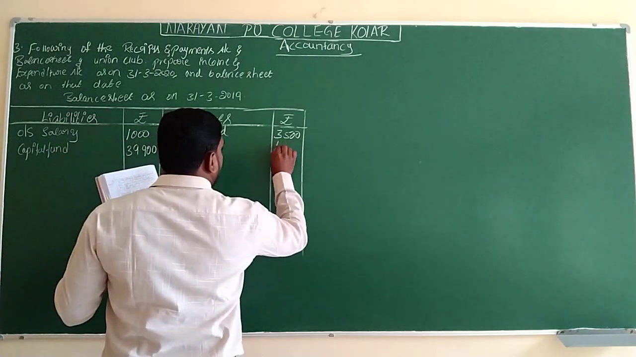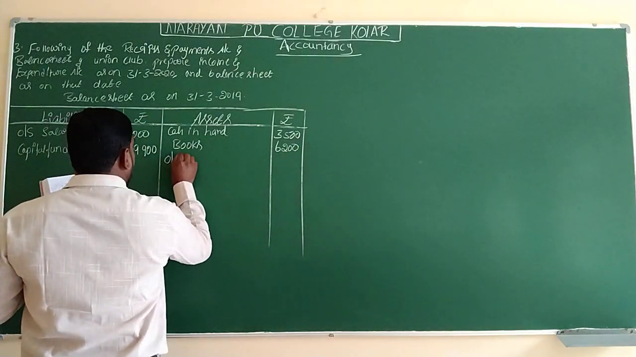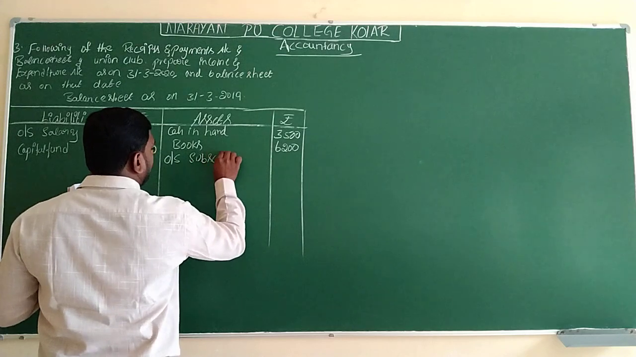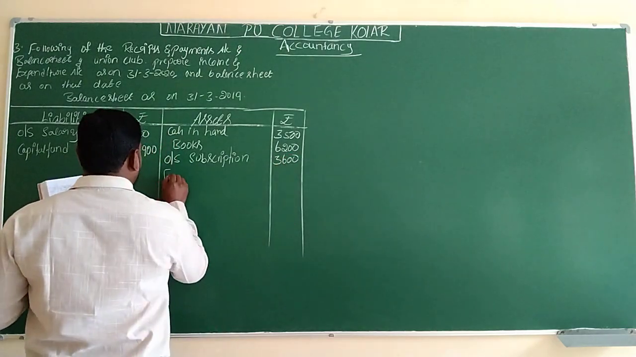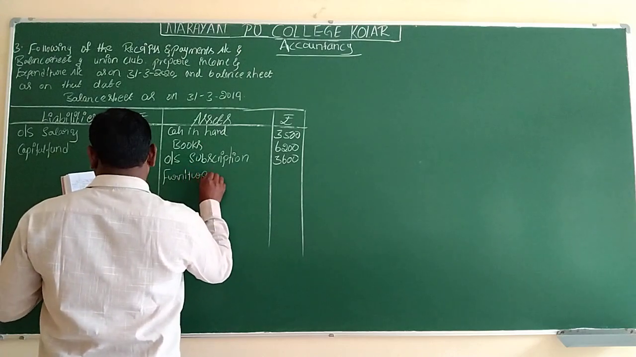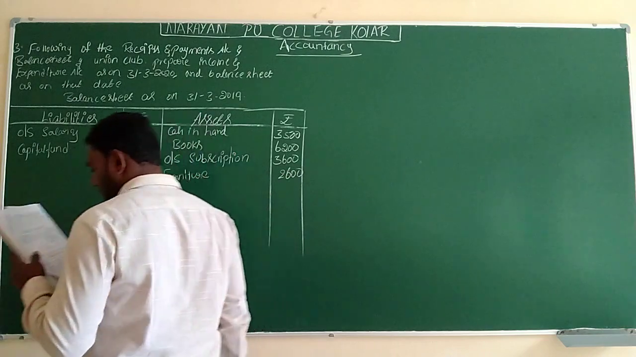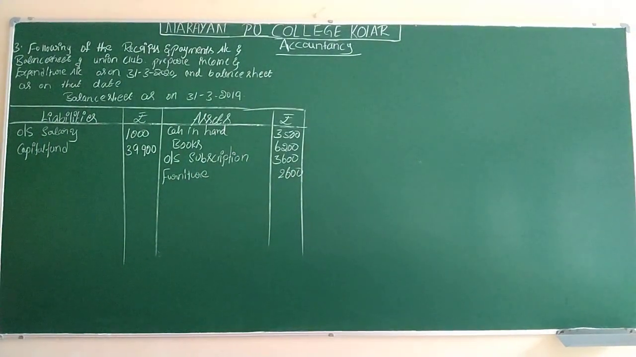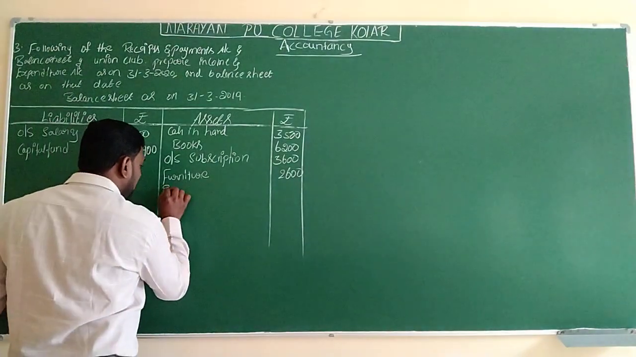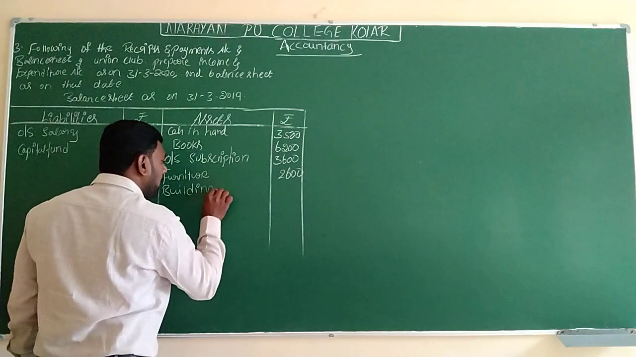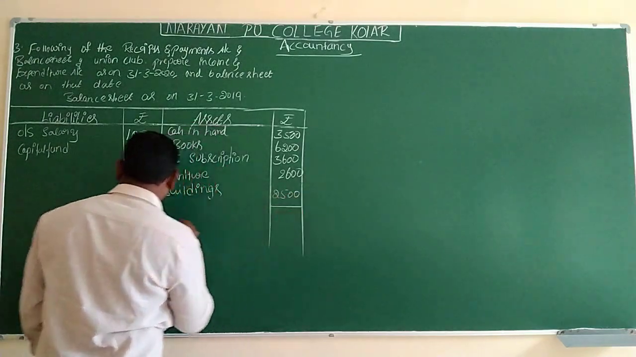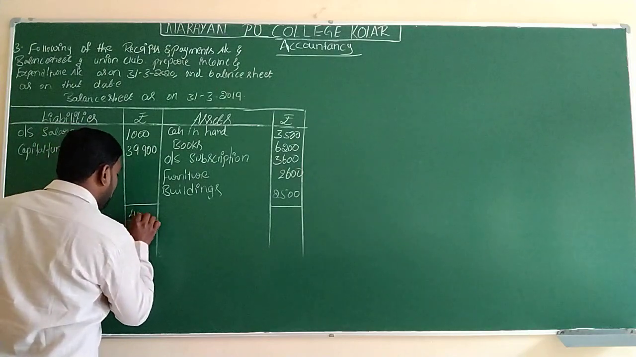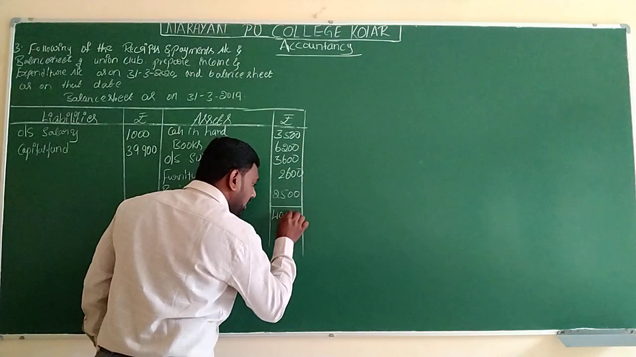Books, 6,200. Outstanding subscription, 3,600. Furniture, 2,600. And buildings, 25,000. So the balance sheet total is 40,900.